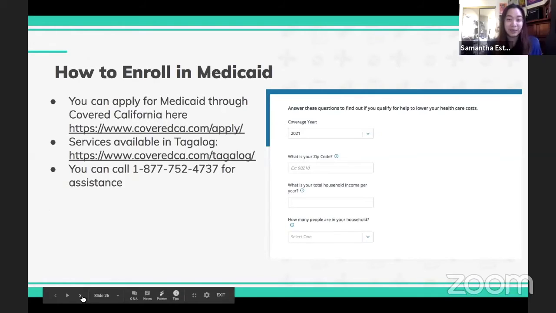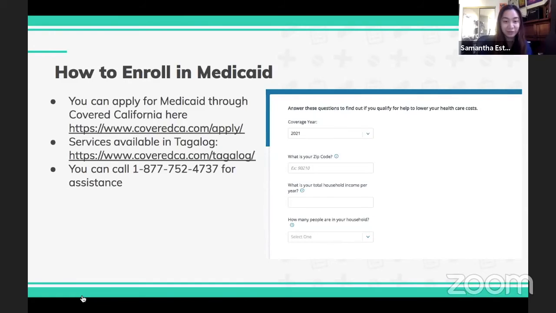And then there are multiple ways in which you can enroll in Medicaid, but the one that I've provided here is that you can apply to Medicaid through this website called Covered California, and your services are available in Tagalog, and you can also call a number listed right here on the screen if you need assistance on it. And right here is just a screenshot of what the website looks like.